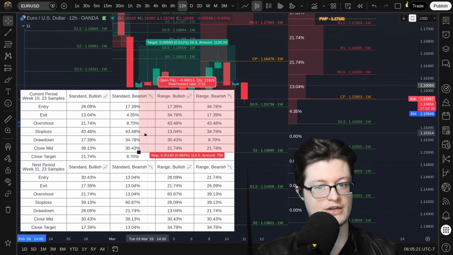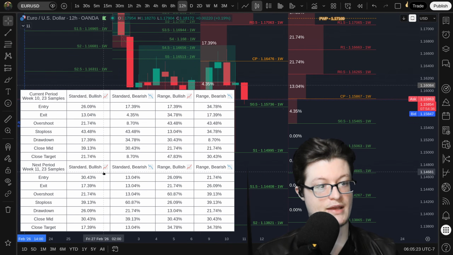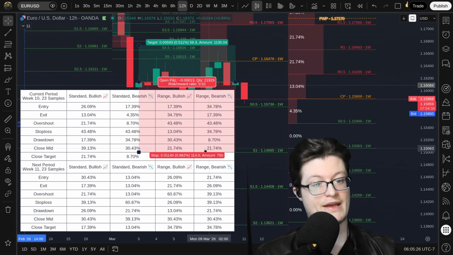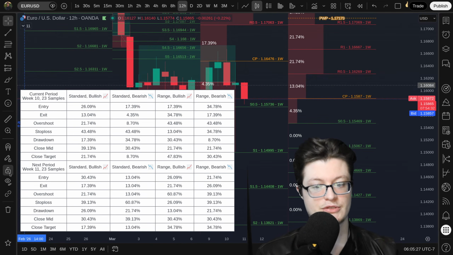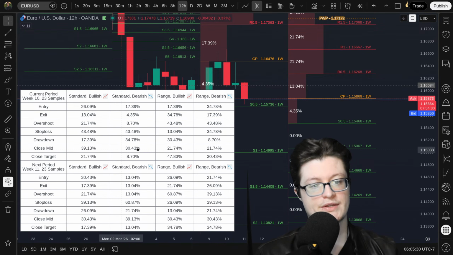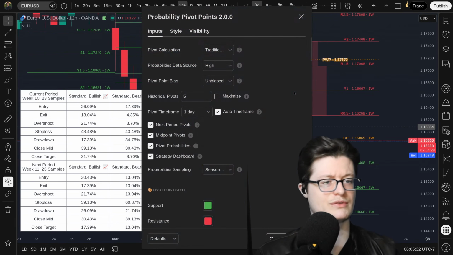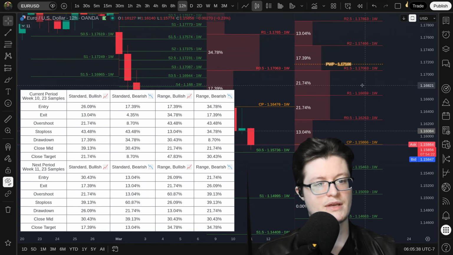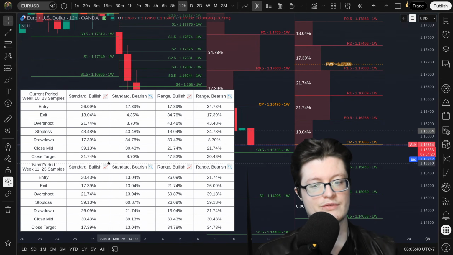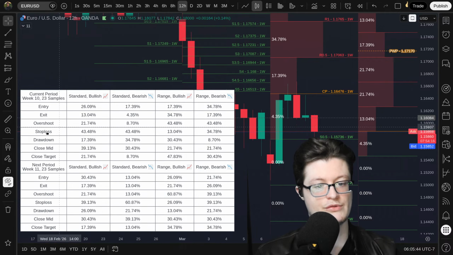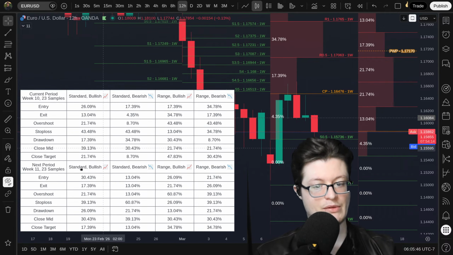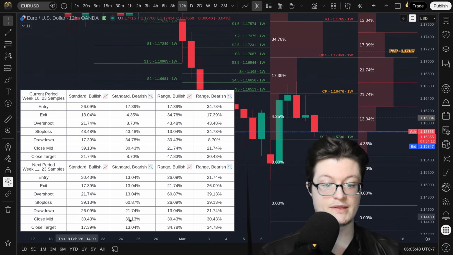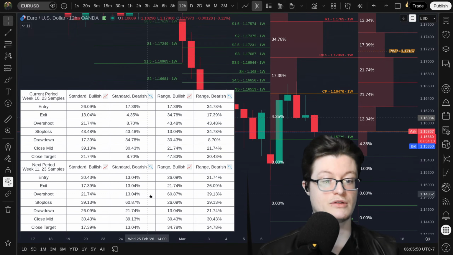Yep. So the strategy dashboard is already set up for standard and range bullish. And all it does, instead of having to go into the settings and look at the high and the low and the close data independently for all the probabilities, is automatically give you those calculations and tell you, hey, here are the odds for the current week right here in the top half of the table, and here are the odds for next week at the bottom half of the table for each pivot bias.